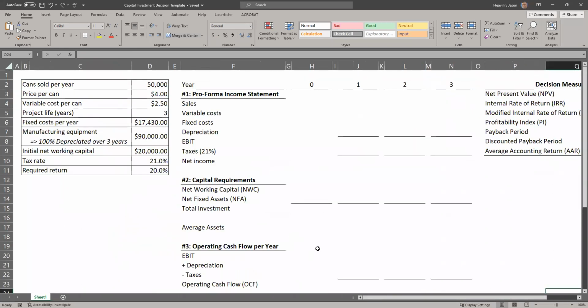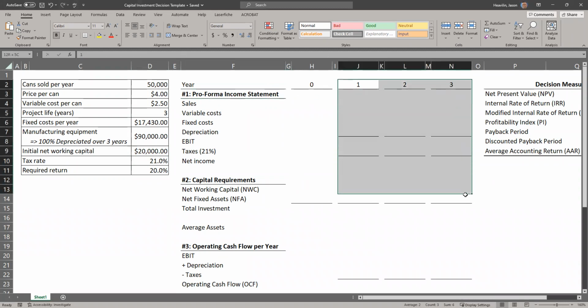Let's go ahead and zoom it in a little bit. What we have here is some information and data to use as inputs for the tables that we're going to build. Let's start with the pro forma income statement. We got year 0, year 1, year 2, and year 3. Since they're pro forma, we're going to do the future. So we're going to be working on this area here.